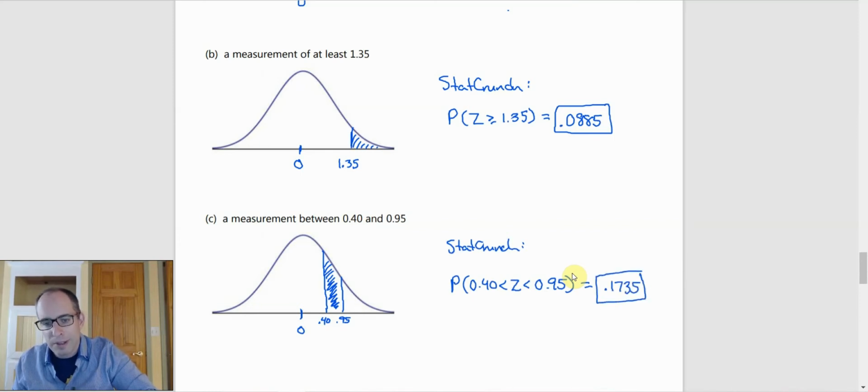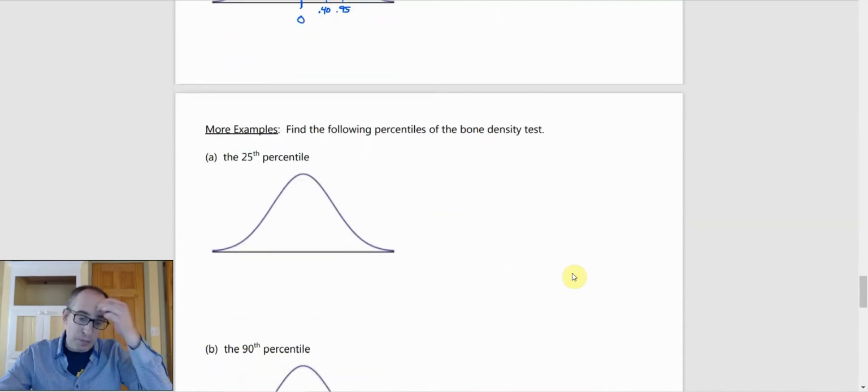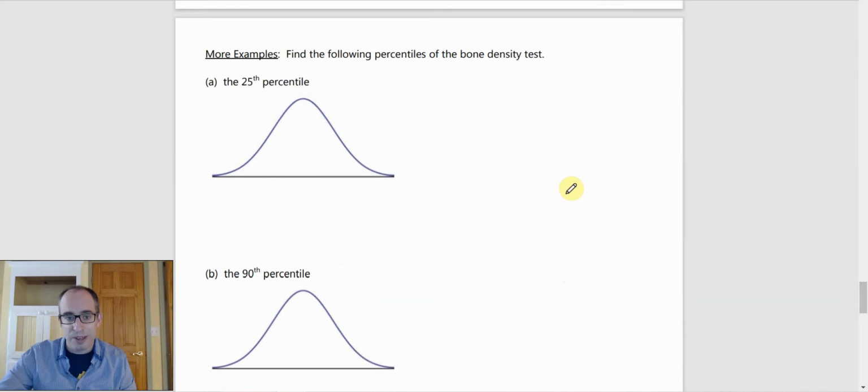Okay, I think that's everything on that page. Next page, this is interesting, like you're going the other way to get percentiles. So how do you get percentiles? Basically, this is the same type of problem, it's just you're solving for a different part.